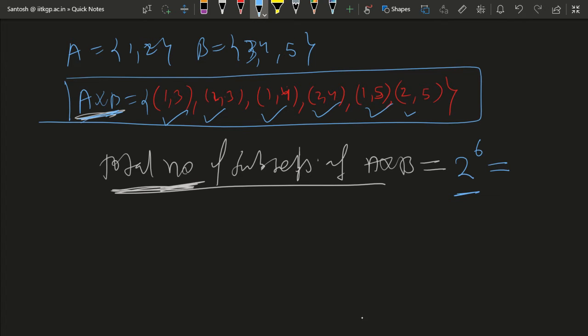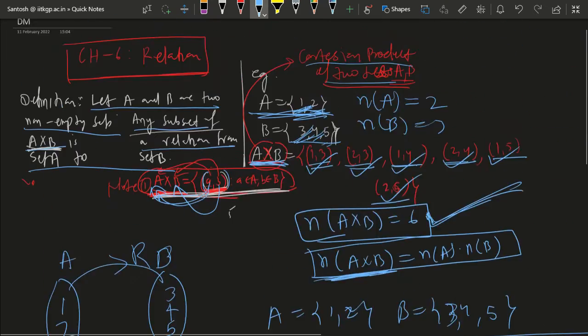So correct answer is 2 raised to power 6. Calculate it. 2 to 4, 8, 16, 32, 64. Am I correct? You just check it. Yes, 64. So there are 64 subsets of A cross B, which means we can define 64 relations from A to B. I'm just following the definition.